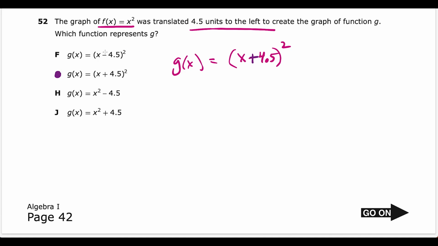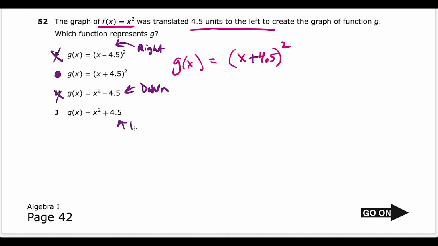Just know that if you did x minus 4.5 squared, replacing it, this would send us to the right here. So that's why f is no good. This is a very dangerous answer choice. This one would be us going down 4.5 units. All right, let me make that neater. So if we were going down 4.5 units, we attach the minus 4.5 after the x squared. And that's why this one's out.